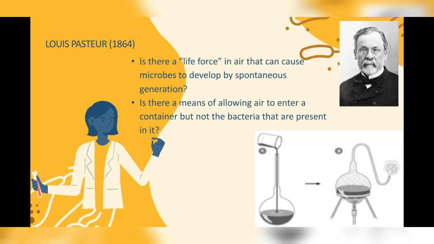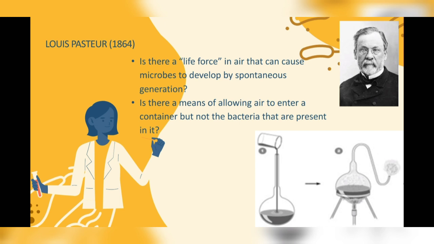So, Louis Pasteur questioned, is there a life force in air that can cause microbes to develop by spontaneous generation? And is there a means of allowing air to enter a container but not the bacteria that are present in it? So Louis Pasteur prepared a nutrient broth similar to the broth one would use in soup. Next, he placed equal amounts of the broth into two long-necked flasks. He left one flask with a straight neck, the other he bent to form an S shape. Then he boiled the broth in each flask to kill any living matter in the liquid.